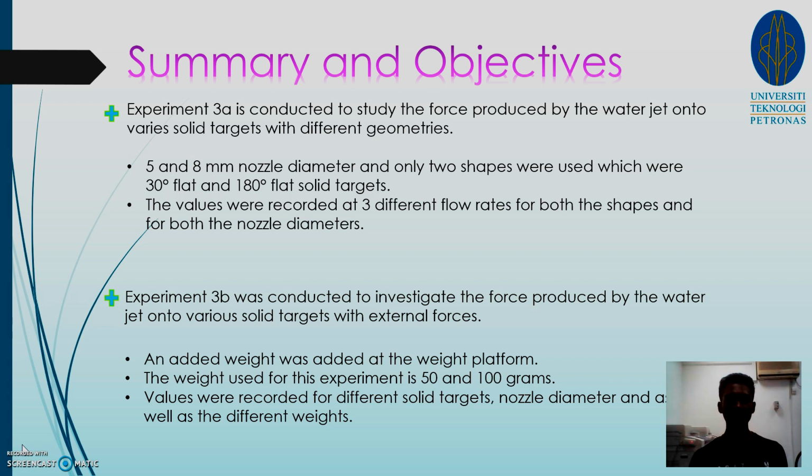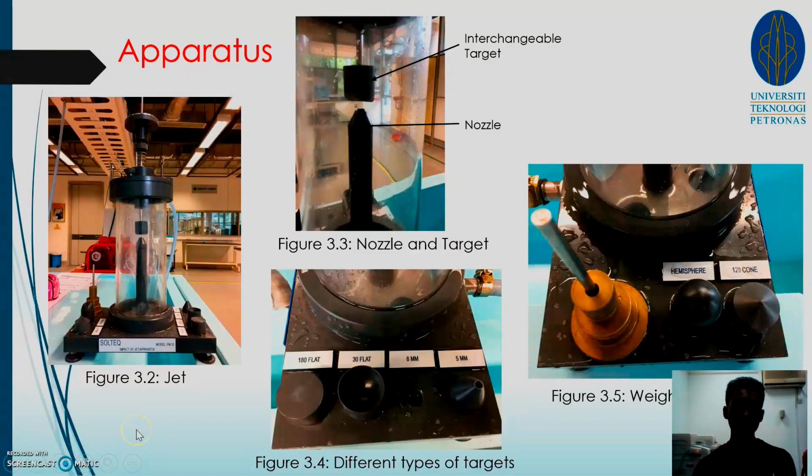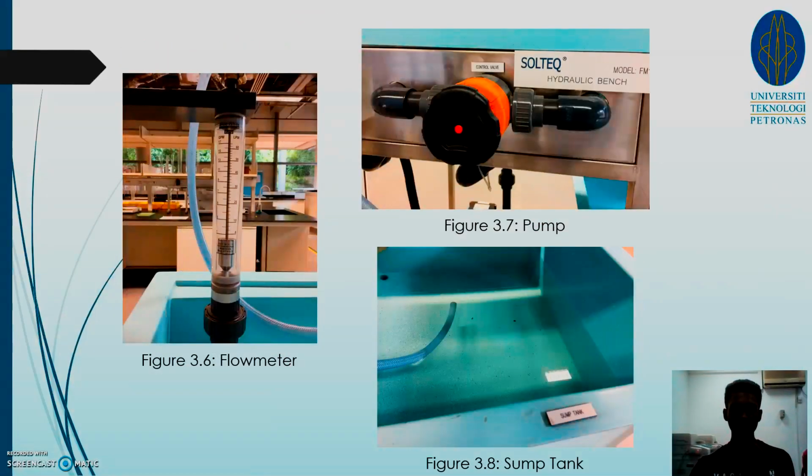Experiment 3B was conducted to investigate the force produced by the water jet onto various solid targets with external force. For this experiment, we used two weights, which are 50 and 100 grams. Values were recorded for different solid targets, nozzle diameters, as well as different weights. For the apparatus used for this experiment, we have the jet itself, the nozzle and the target, the different types of targets, the weights and targets, as well as the flow meter, the pump, and the sump tank.